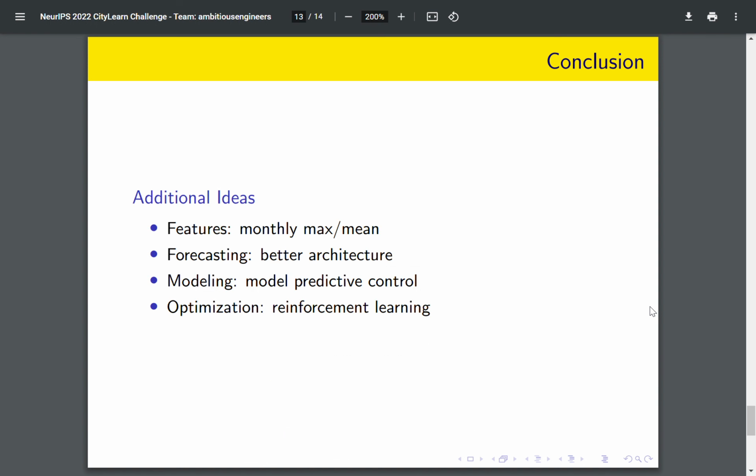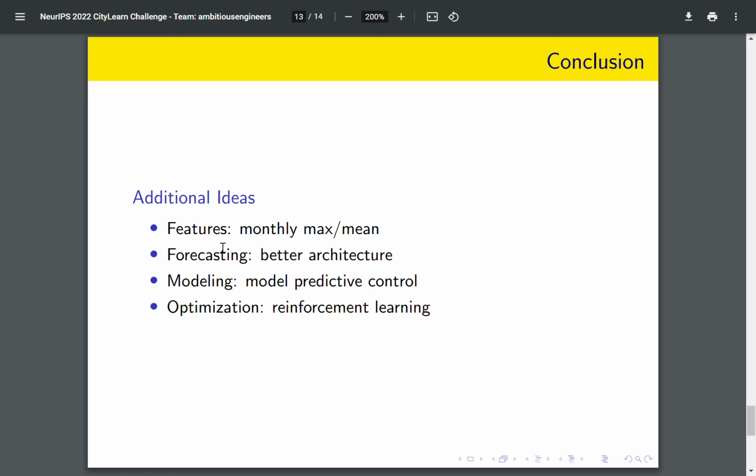Some things that we thought of but didn't have time to try. At the end of the competition, we realized that there was probably some low-hanging fruit for feature engineering. We probably should have been calculating running monthly energy consumptions and calculating the max for that month. That probably would have helped us optimize the grid costs.